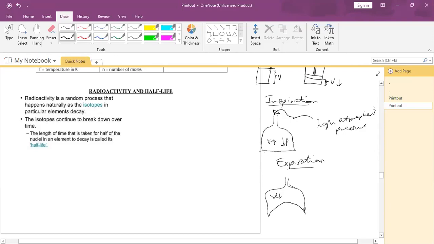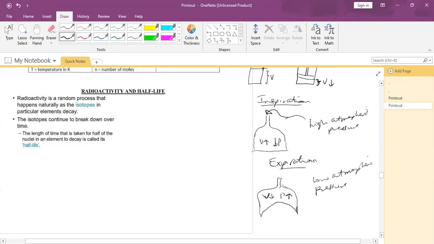Once the thoracic volume has decreased, it means the pressure inside here will increase. Pressure goes up. The pressure in the thoracic cavity is up. So now the pressure inside is higher than the atmospheric pressure. High pressure inside, and the atmospheric pressure is now low. It's lower. So now the gas, carbon dioxide, comes out. You release your CO2.